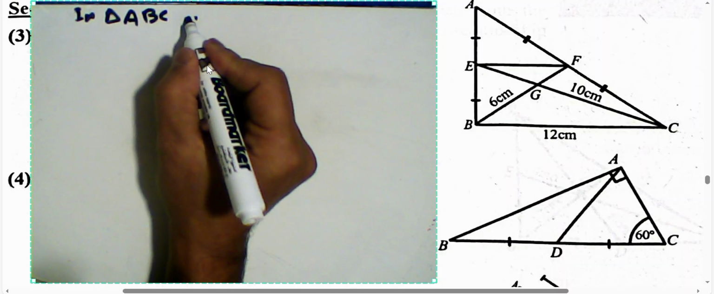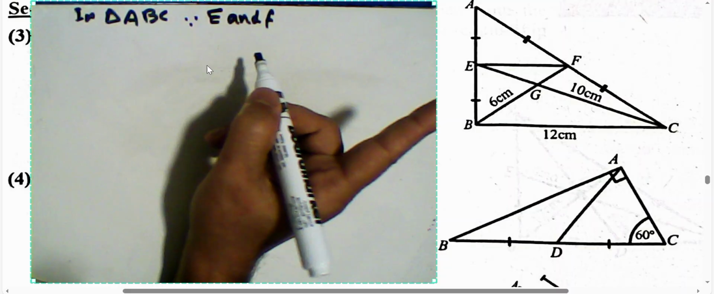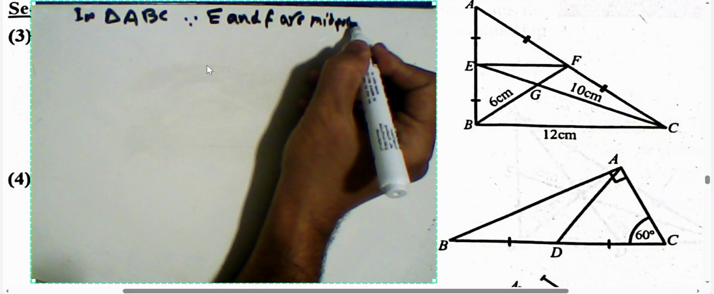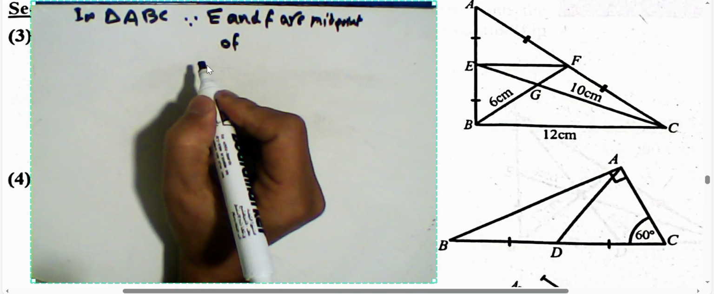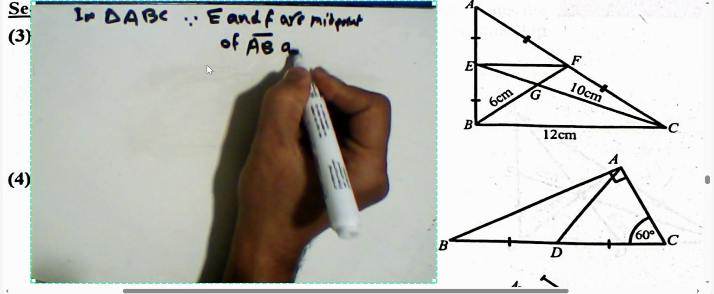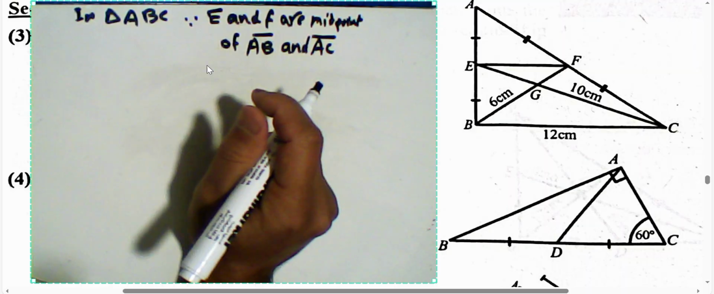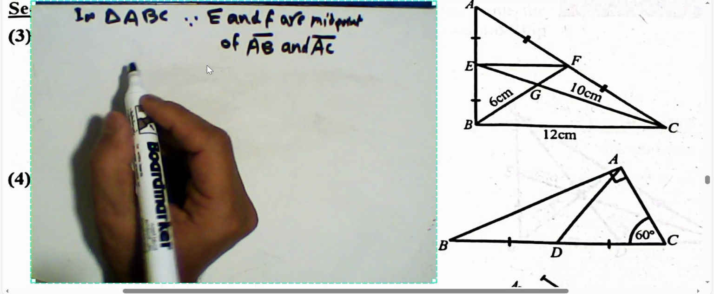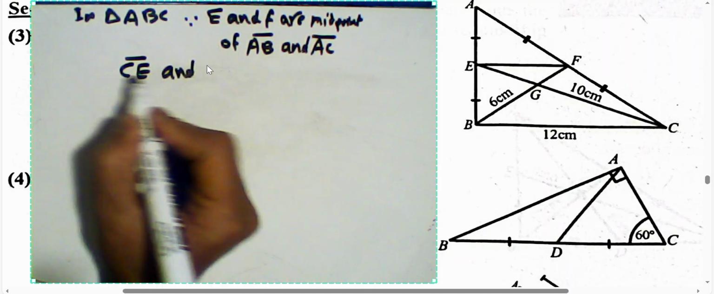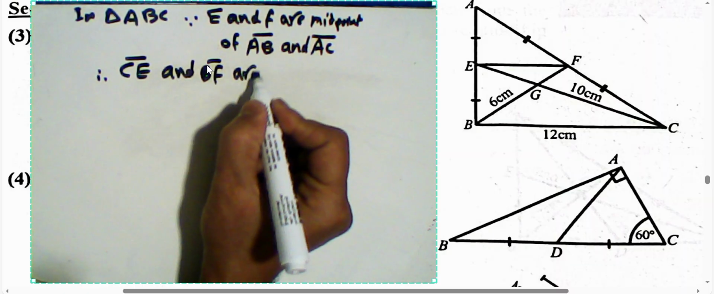such that E and F. Look at here. E and F are midpoints of AB and AC. And also we can prove that now CE and BF are medians.